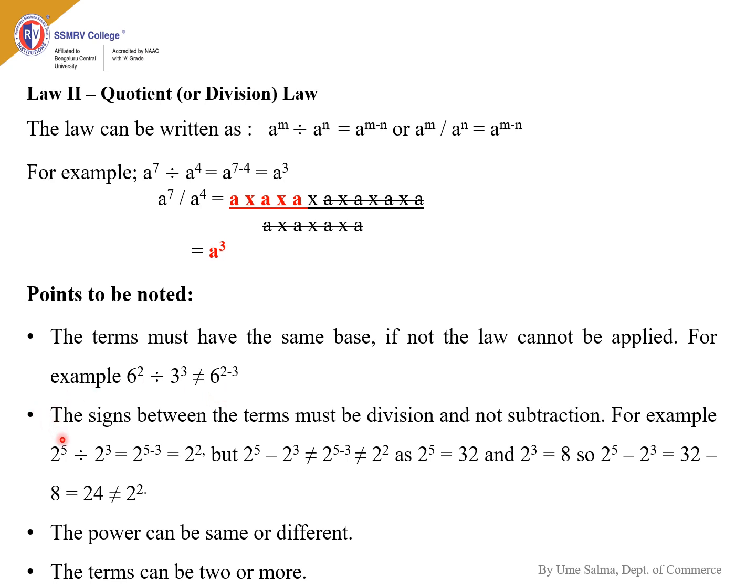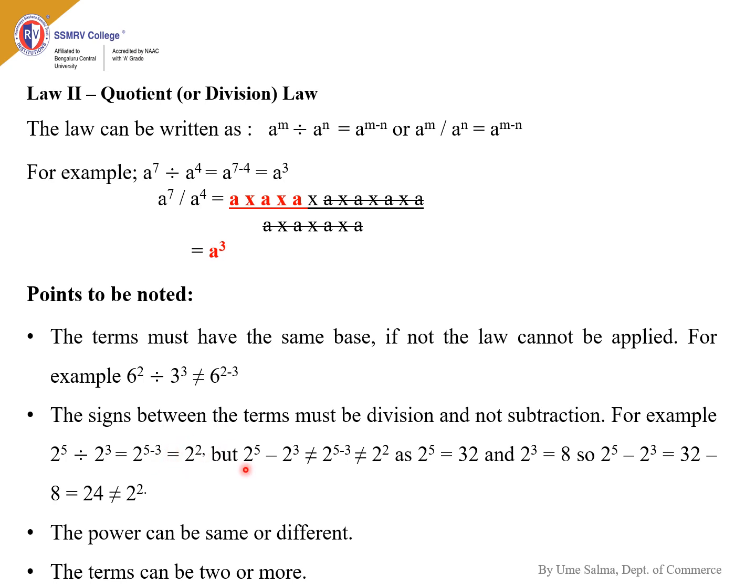The next point is that the sign between the terms must be division and not subtraction. A very important point you have to consider when you are solving these problems is the sign. You have to be very sure of which sign is given in between the terms. If it is multiplication, division or any other sign, the rule will be different for each. Let us look at one example. 2 to the power 5 divided by 2 to the power 3. As per this law, because we have division and the two bases are the same, this will come as 2 to the power 5 minus 3, which is 2 to the power 2.